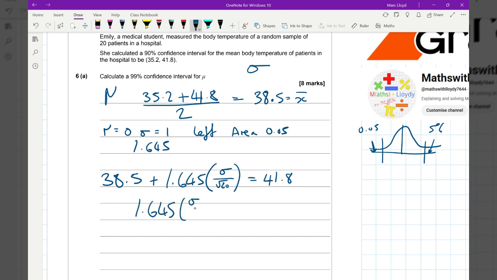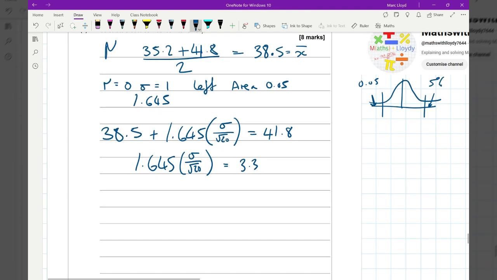1.645, lots of this rubbish in the bracket, and we're going to subtract from 41.8 to 38.5, giving us 3.3. We then divide by 1.645, so 3.3 divided by 1.645 gives me 2.006079027, and then we multiply it by root 20, and that gives me 8.97. I'm going to choose to round it there. So that is my value for the standard deviation.